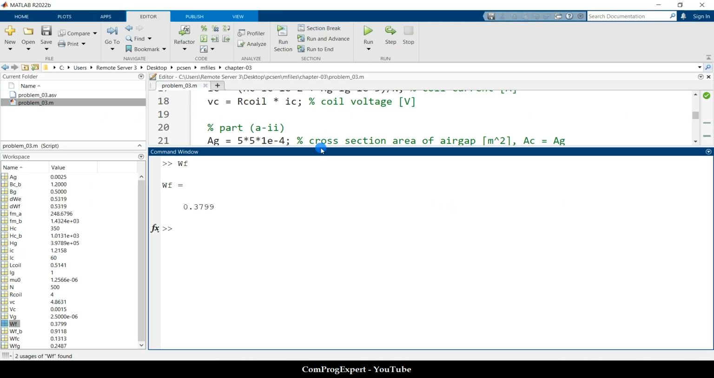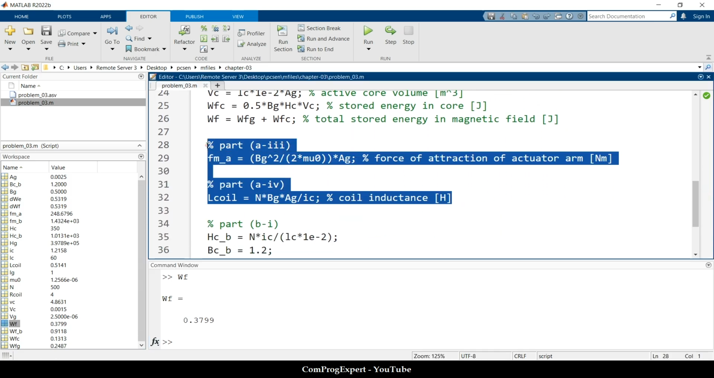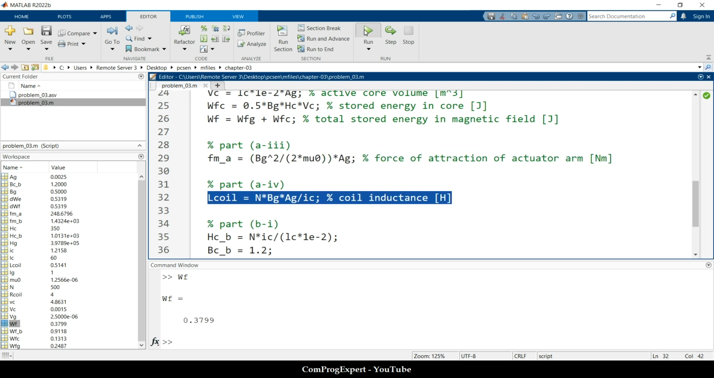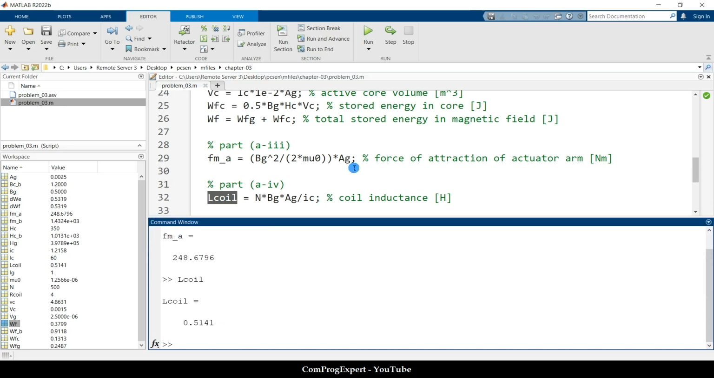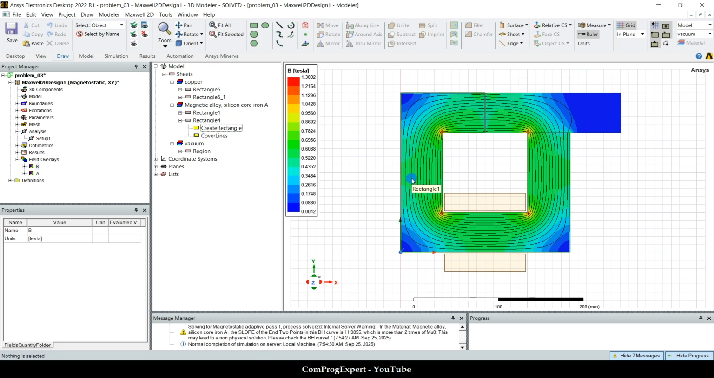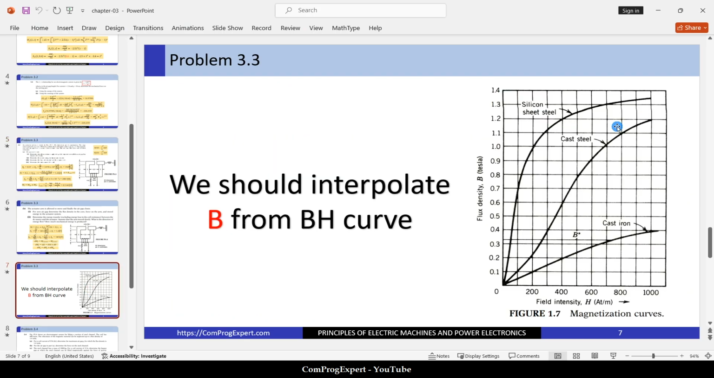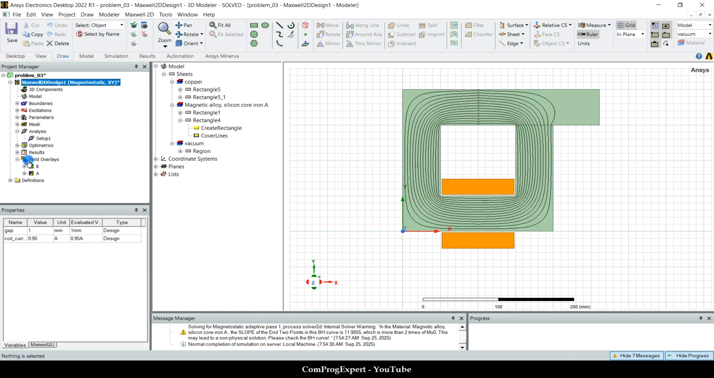So in MATLAB, I implemented these two equations for calculation of the force and the coil inductance. Here you can see the value of the force, and this is the value of the coil inductance. Now let's check in the ANSYS Maxwell software. Here we don't have this HB curve, and we should repeat the calculations considering the HB curve that we have here.